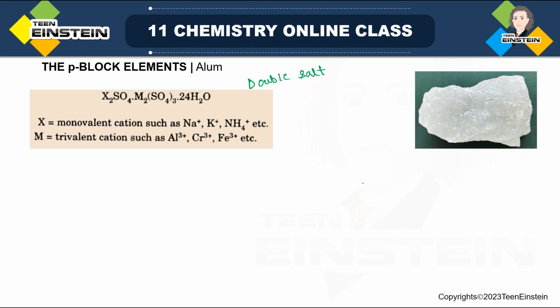So here the general formula for alum you can see, X2SO4, that is sulfate of X, where X is any monovalent cation. It may be Na+, K+, or NH4+. And then a dot, double salts are written in this way with a dot sign, M2(SO4)3. Now from the formula you can understand it has to be monovalent because sulfate has 2 negative charge. Now to balance this 2 negative charge, the cationic part is written as X2, that means it has to be monovalent.